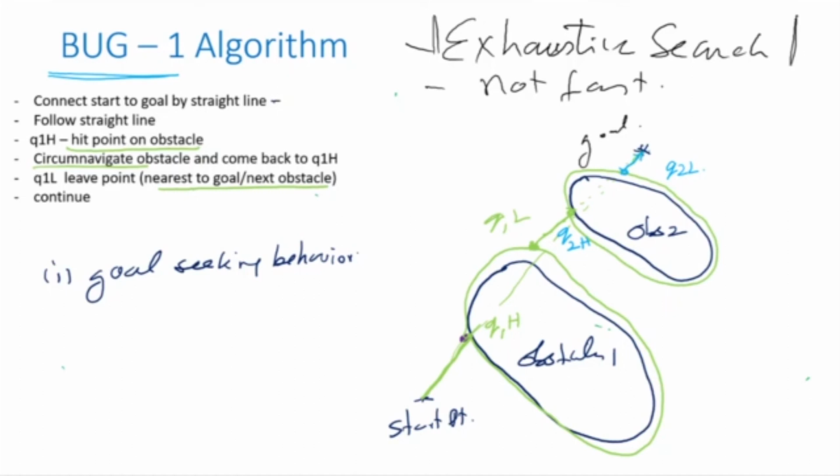Now it has come here and now it goes here. So what it is doing is going like this. It is circumnavigating once, coming back to this point. Then it is finding the leaf point which is nearest to the next obstacle or to the goal. It is circumnavigating again, a full round like this, coming here, finding the leaf point, and then going there and getting the goal. This is having goal seeking behavior, that is one. Number two is it can circumnavigate the obstacle. So goal seeking and circumnavigation.